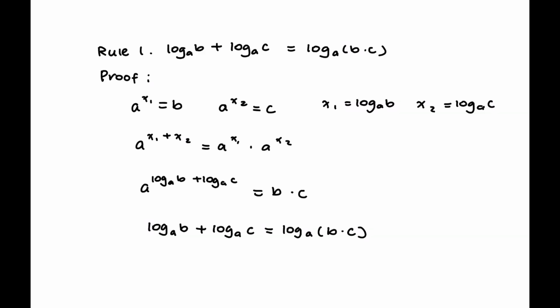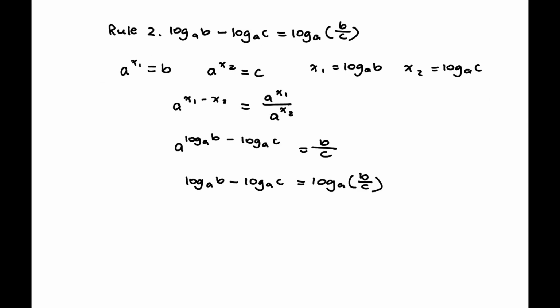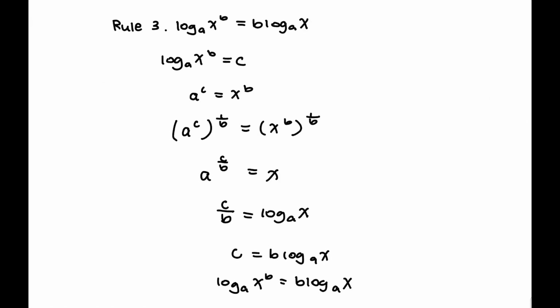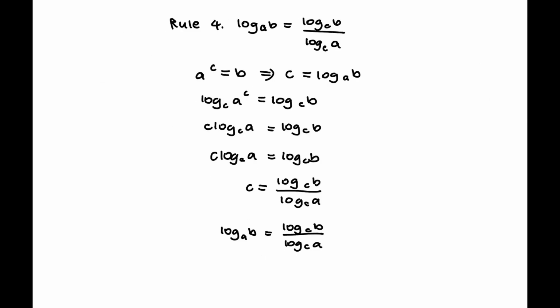Here are the proofs for 4 of the logarithm rules: the product rule, quotient rule, power rule, and change of base rule. Feel free to pause the video to see the full proof.